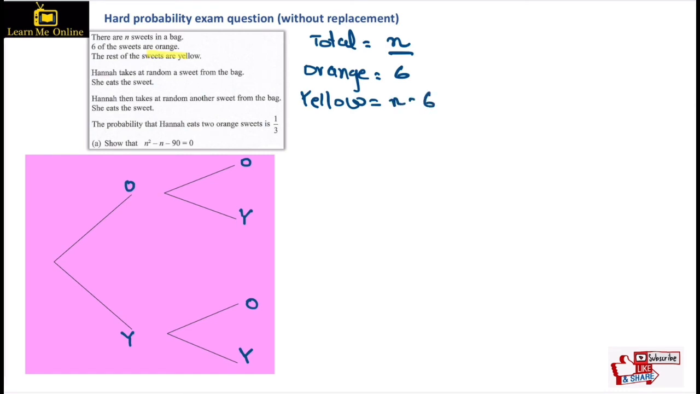To write down the probabilities now, the number of orange sweets would be 6 over n. The number of yellow sweets would be n minus 6 over n, because the denominator is always the total number of sweets.